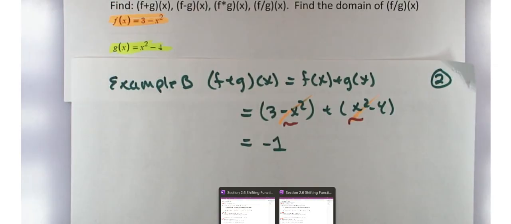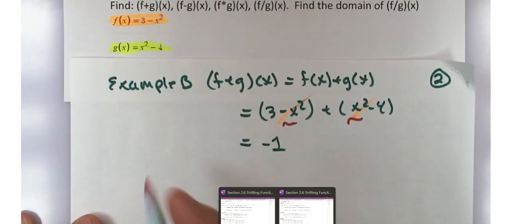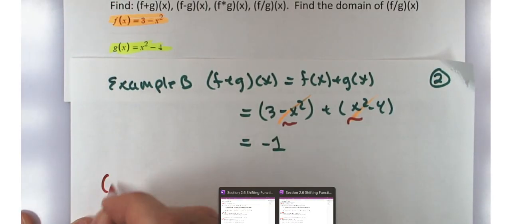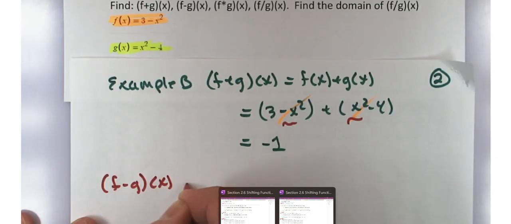Okay, let's do a couple more here. The other thing that they ask is f minus g of x. So it's going to be f of x minus g of x.